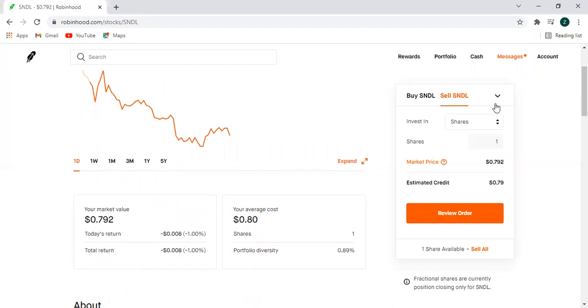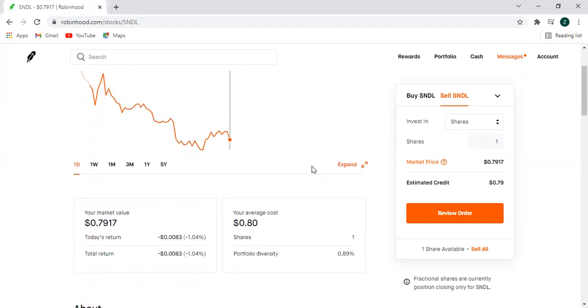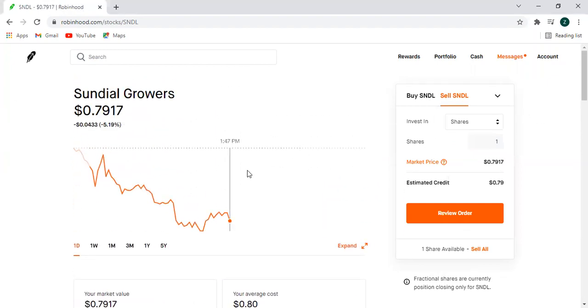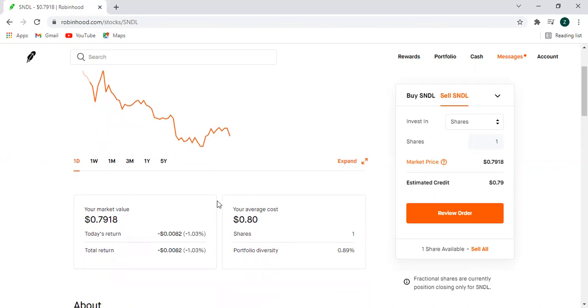So real quick, just to show you guys how to do it, because I didn't own any shares at all in my Robinhood account. I don't really use this. I just bought a share of SNDL at market price. It filled at 80 cents.